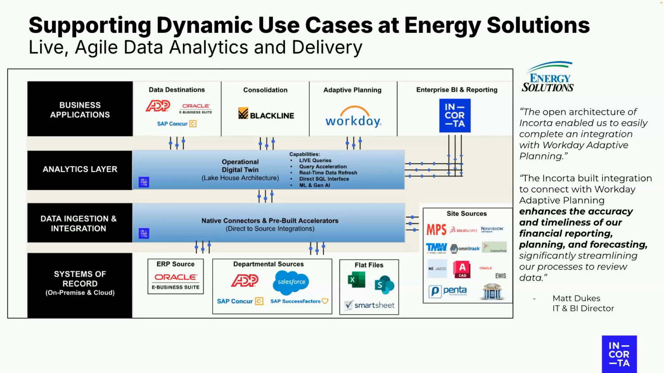So we take some data out of Concur, we send it to ADP or vice versa. We're sending data to BlackLine for consolidation. We're sending data to Workday Adaptive Planning for their plan and forecast. And they're using a variety of front ends to analyze the data. And so I see this as really a fulfillment of the vision that Osama and the founders have created over the years, which is open access to data.